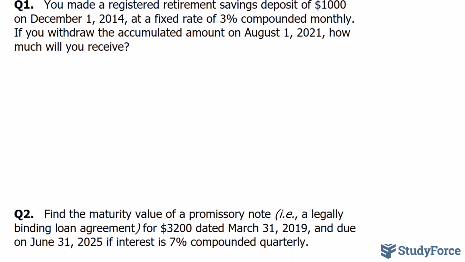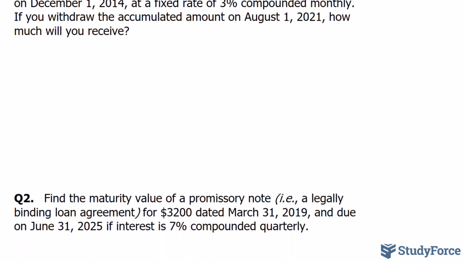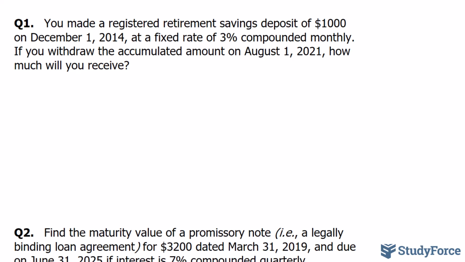Let's look at two compound interest examples where the investment period isn't a full number of years. In question number 1, you made a registered retirement savings deposit of $1,000 on December 1st, 2014 at a fixed rate of 3% compounded monthly. If you withdraw the accumulated amount on August the 1st, 2021, how much will you receive?